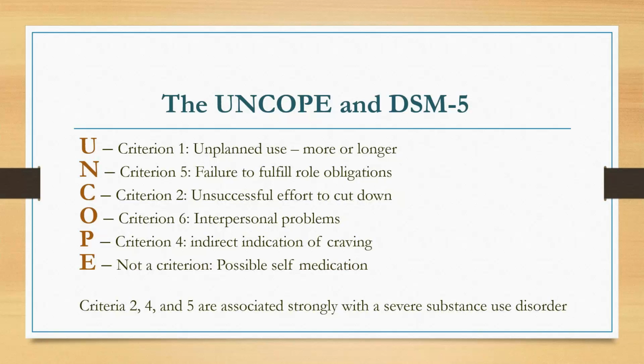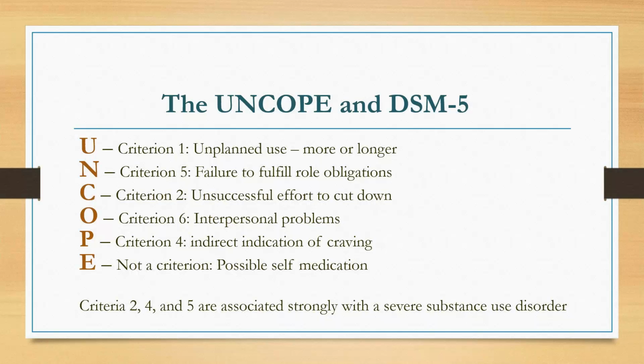Well, let's go with this first. The UNCOPE maps to 5 of the DSM-5 criteria, 5 different criteria. The E item, the last one, implies some self-medication. But that's one of the reasons that the UNCOPE is unlikely to produce a false positive, because you actually are mapping to 5 of the 11 criteria, and 3 of those, the N, the P, and the C, correspond to items in the Big Five.